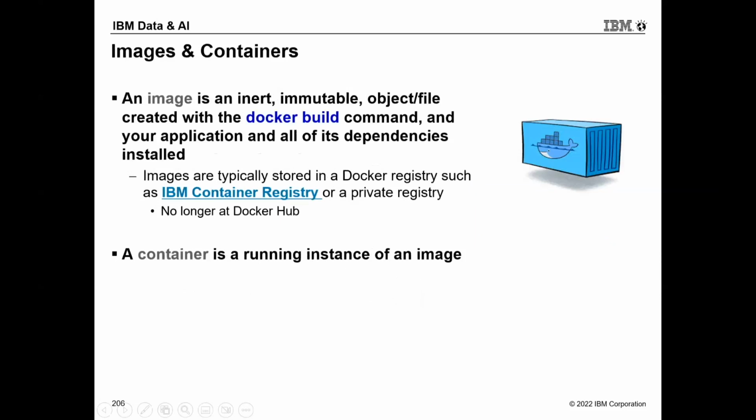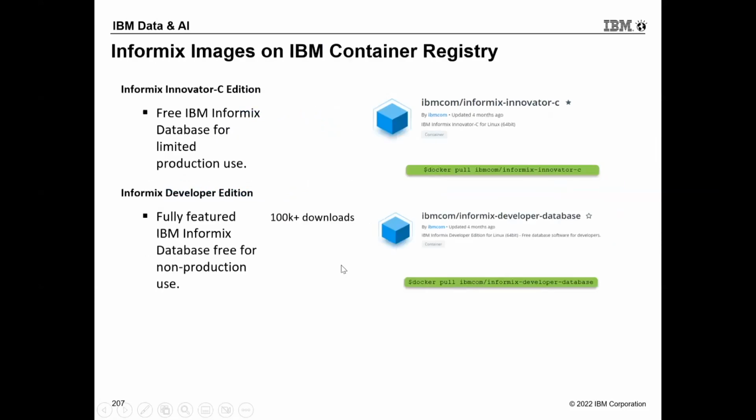So the image is an inert, immutable object file created with Docker build, with your application and all of its dependencies installed. Images are stored in a Docker registry, such as the IBM container registry, which will be up and running in Q1 of next year. A container is a running instance of an image. The images contain either Innovator-C or Developer Edition, and the commands to pull them are shown on the right and where they're located.